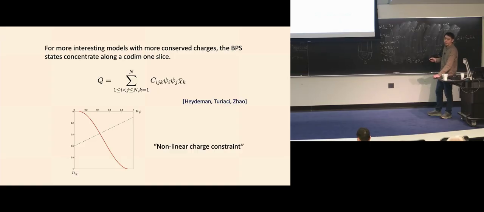If you look at where the BPS states of this model reside, and plot it in terms of the fermion number of psi and fermion number of chi, please ignore this dashed line. The BPS states only reside along the red curvy line. Okay, so the BPS states concentrate along some codimension 1 slice, and these can be roughly viewed as the nonlinear charge constraint in this kind of toy model.